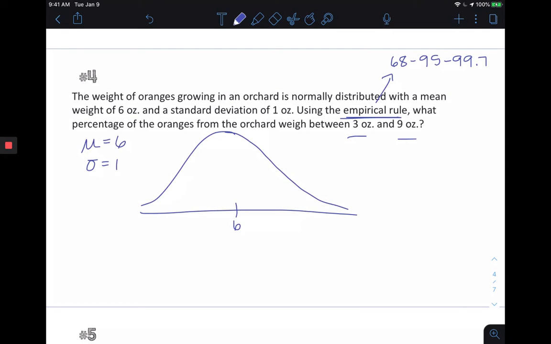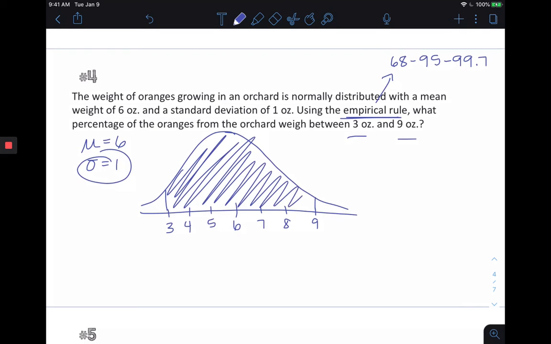So I'm going to go ahead, since I'm using the empirical rule, and mark 1, 2, 3 standard deviations in each direction, and the standard deviation is 1. So every time I go 1 standard deviation in each direction, it's just 1 unit. So 7, 8, 9, 5, 4, 3. I want the percent between 3 and 9. Those are 3 standard deviations from the mean in each direction, which is 99.7% according to the empirical rule.